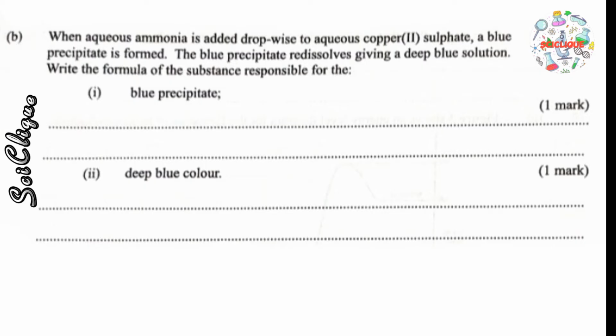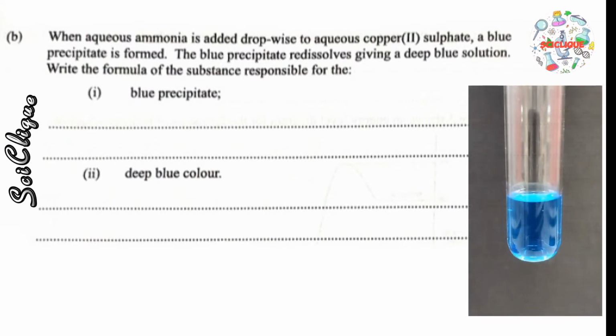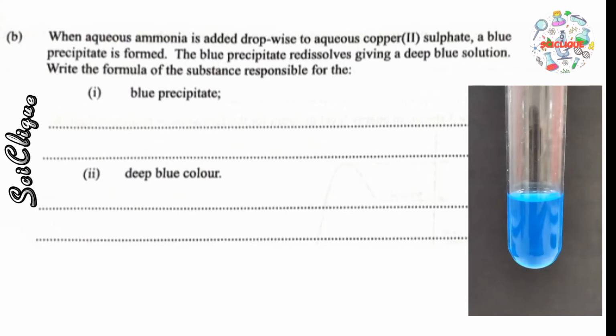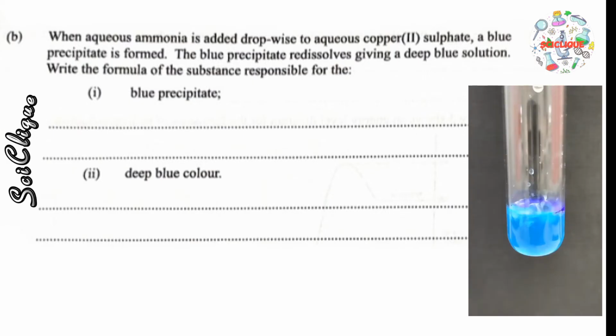Okay, so we are going to have a sequence of color changes here. Now, our starting point is copper 2 sulfate. This, of course, is a solution. The reason it's a solution is that copper 2 sulfate is a soluble salt. This, of course, is a blue solution. Now, when you add a few drops of aqueous ammonia, a blue precipitate is formed. A precipitate means an insoluble salt has been formed. If you continue adding aqueous ammonia, the blue precipitate redissolves until it gives you a deep blue solution.